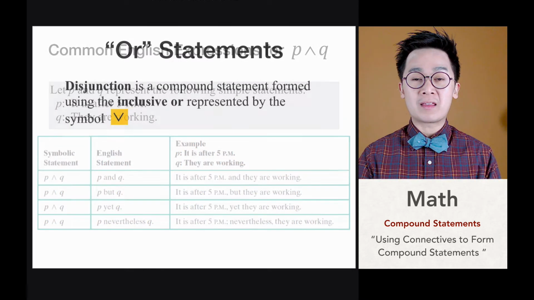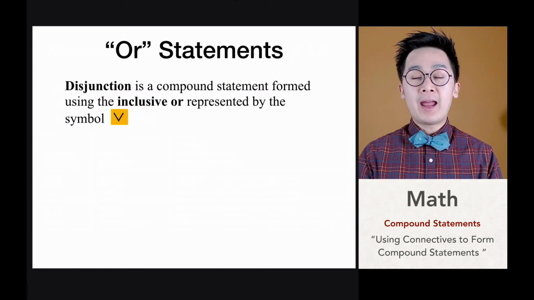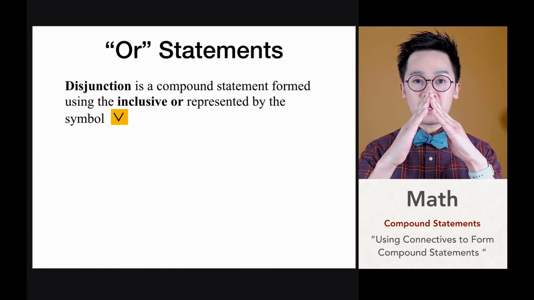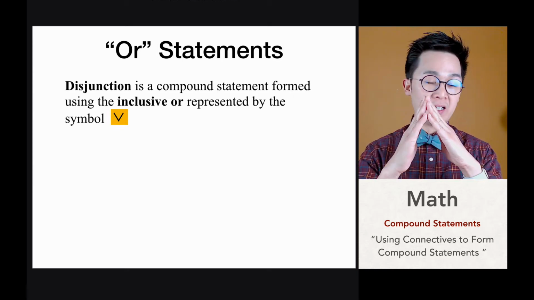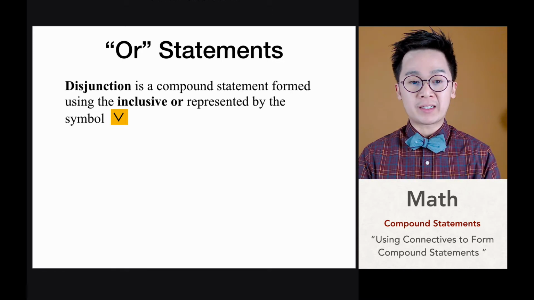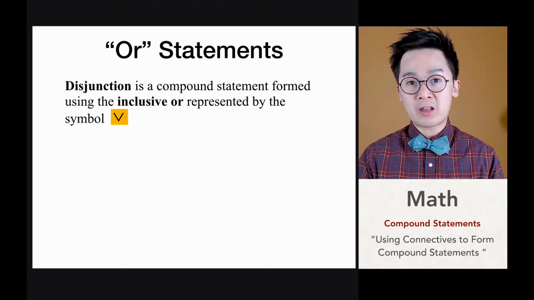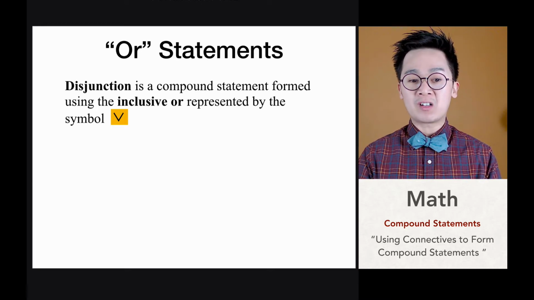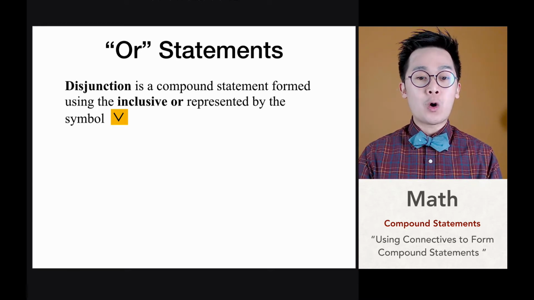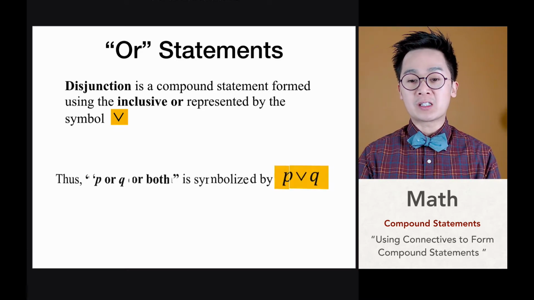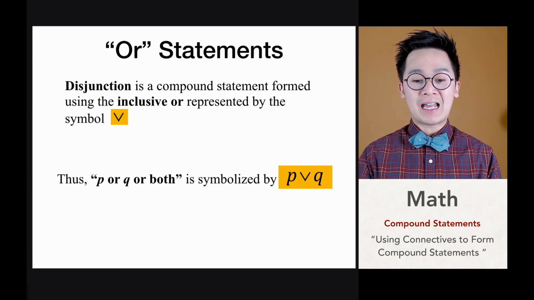This is the first of our connectives, and the next connective that we're going to be working on is the OR statement. If this is the AND symbol, the OR symbol is the opposite, given by this little V symbol. Disjunction is another term for the OR statement, a compound statement formed using inclusive or, represented by the symbol you are seeing on the screen. We can represent two statements as P or Q using this symbol.